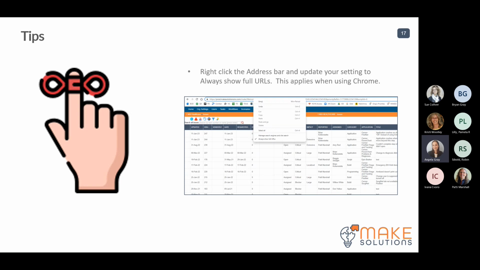If you want to make sure that it's saving properly, you can right click in your address bar and select this option from the drop down list to always show full URLs. This applies when you're working in Chrome. That's where we've seen the issue. When you select that option, it'll allow you to save your filters successfully.